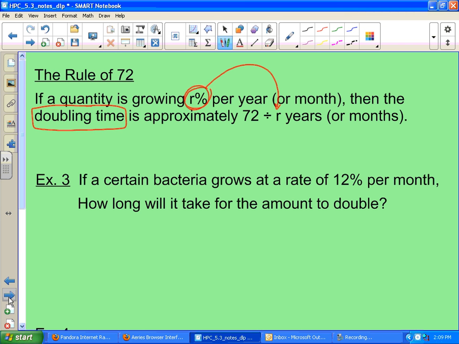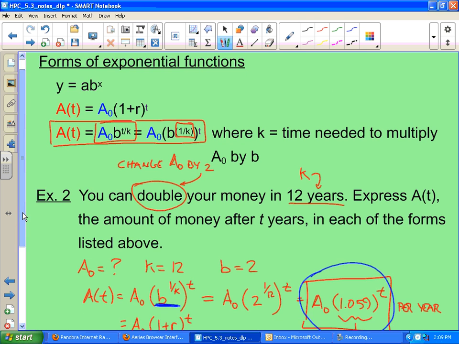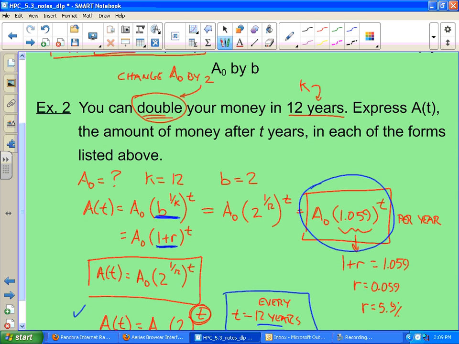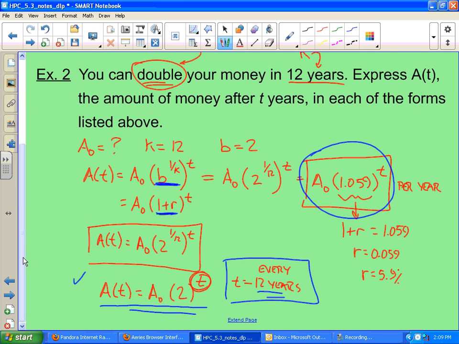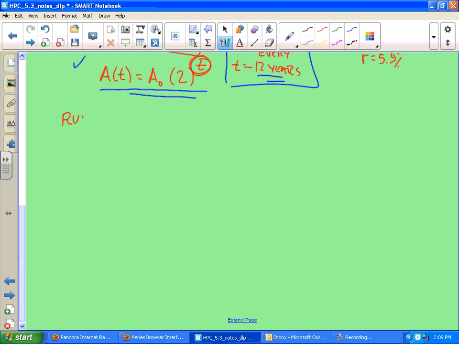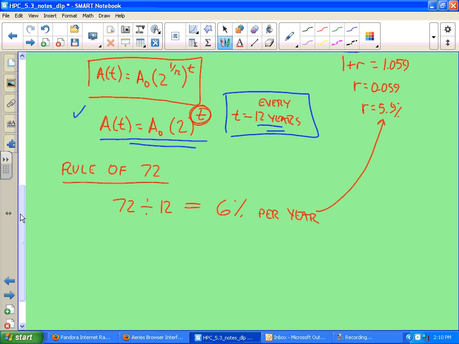Can I do that, like our last problem? Yeah, we can go back to this one. Because on this problem I'm doubling, and I know how long it takes to do that, I can apply the rule of 72. The rule of 72 would say that 72 divided by the 12 years that it takes me to double my money says that I have 6% change per year. It's pretty close to ours, which is 1.5. So only for doubling. It doesn't work with other ones.